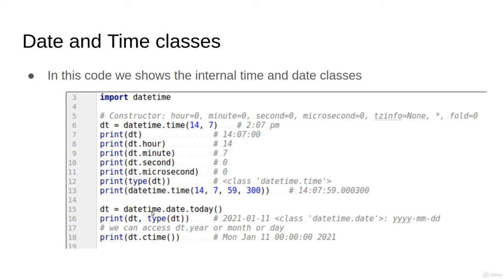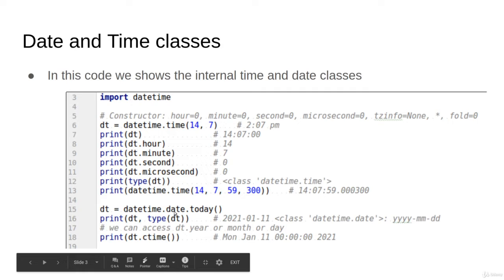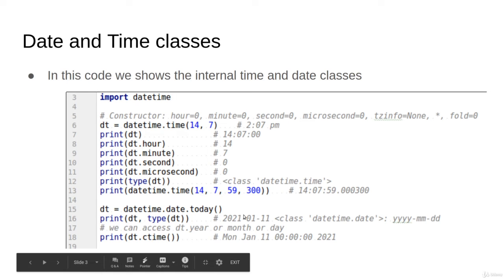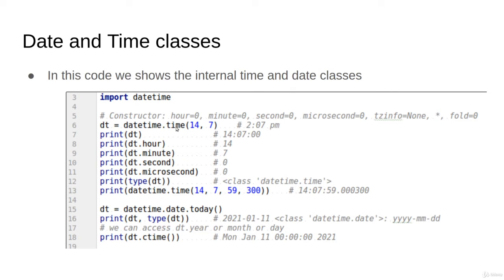On the other side, you can also use the date class to get a date. The date can bring you, for example, today's date, using today. You can use ctime to get a different format for it. You can again access the object to get the year, the month, or the day. So as you see, the datetime class has a date component and a time component. So these two components are inside it.